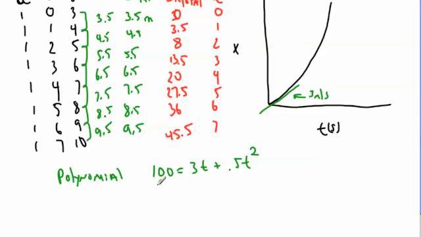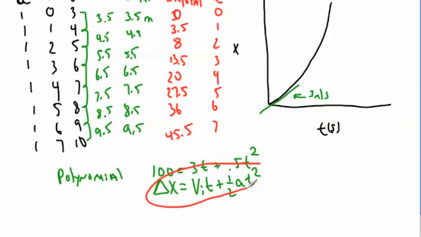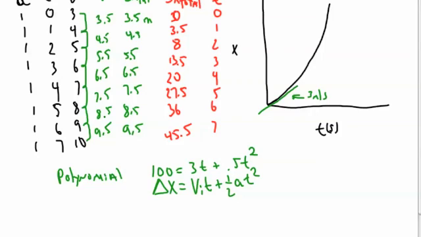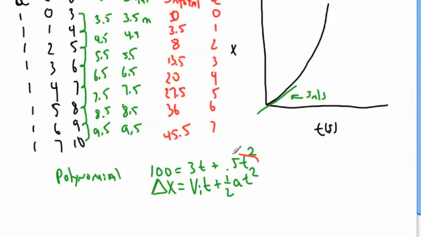Now, if we look at this more carefully, we'll see that 100 is our displacement. That's our initial velocity. And this is actually 1/2 of our acceleration. And so plotting the data here actually gets us a formula which is called the displacement formula. And it's a very useful formula when given just the right kinds of information.